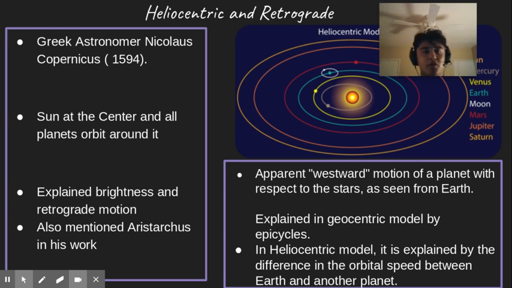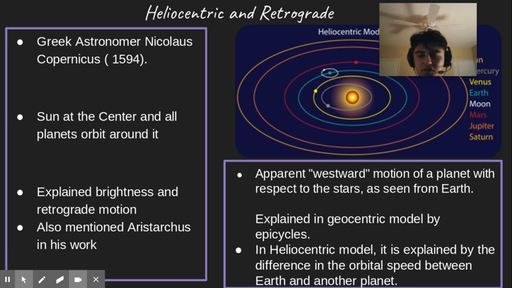And this was created by the astronomer Nicolaus Copernicus. Basically, this one's actually the more accurate one. The sun is at the center, and the planets orbit around it. In this model, it actually explains the brightness and retrograde motion. And in this model, everything moves westward in the motion of the planet with respect to all the stars.